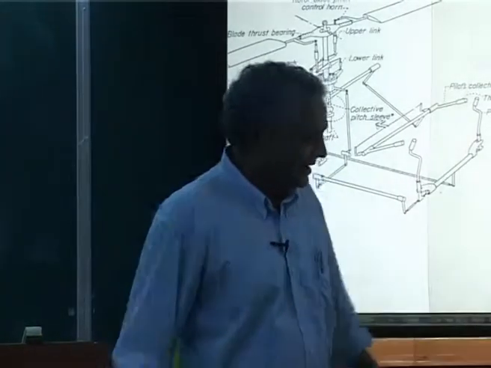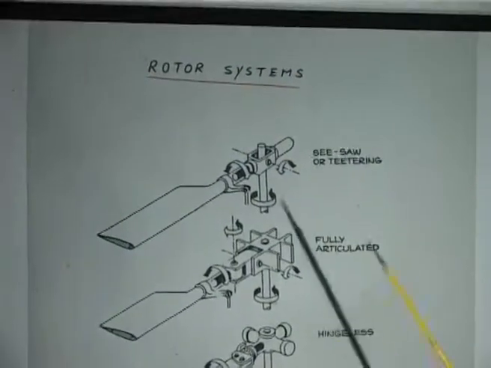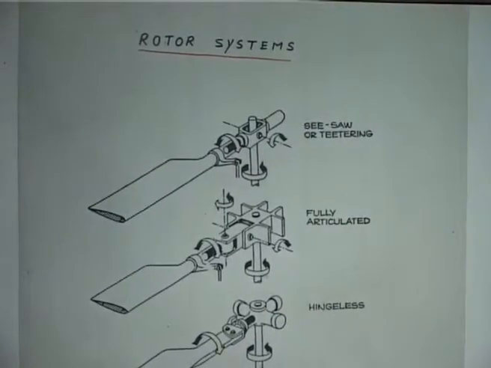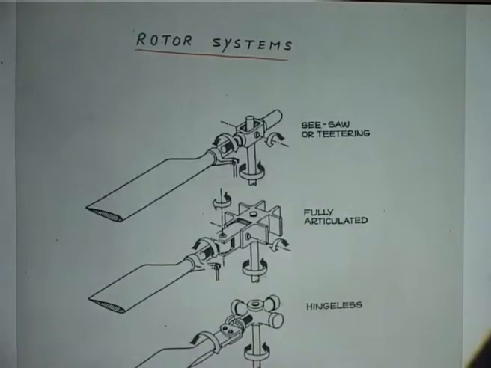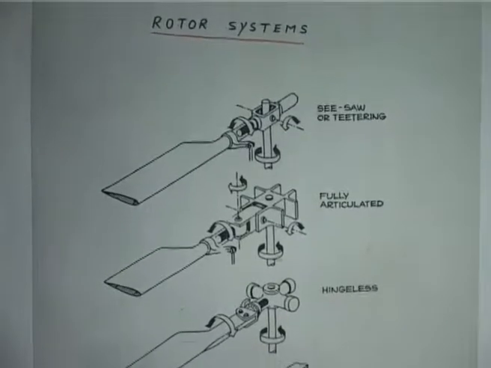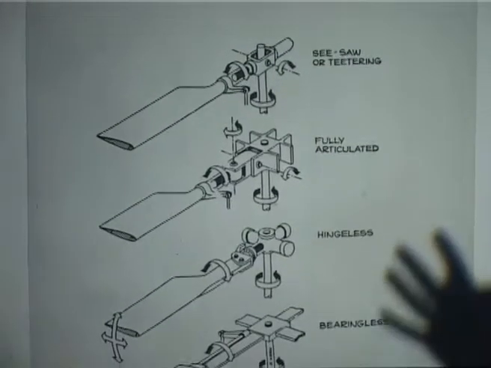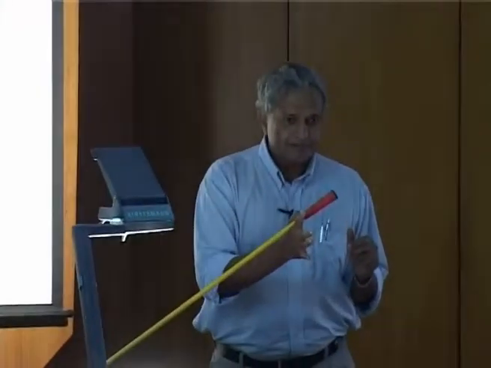Okay. And now I will briefly go to the rotor systems. It is a rotor system. What do we want? We have a blade, we need to attach it to the hub and then the blade should rotate, that is all. How do I attach it? That is a very simple question. And the type of attachment determines the type of rotor configuration.